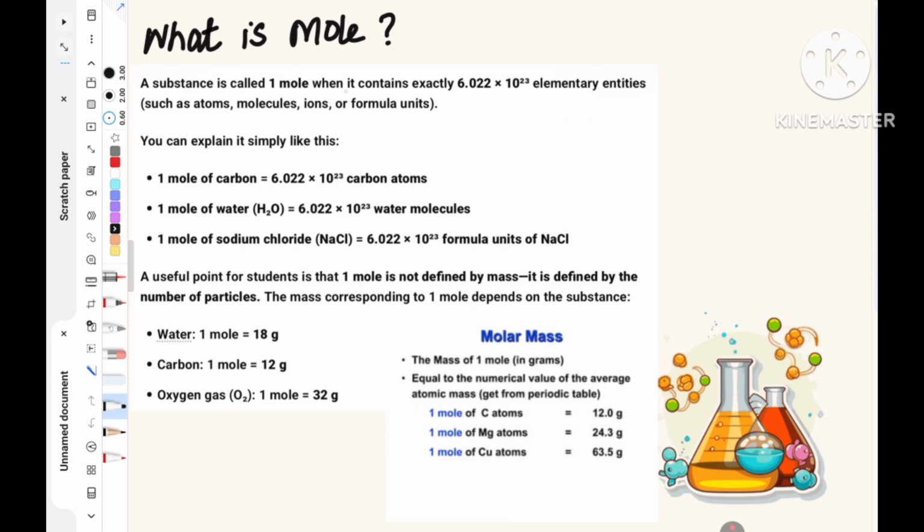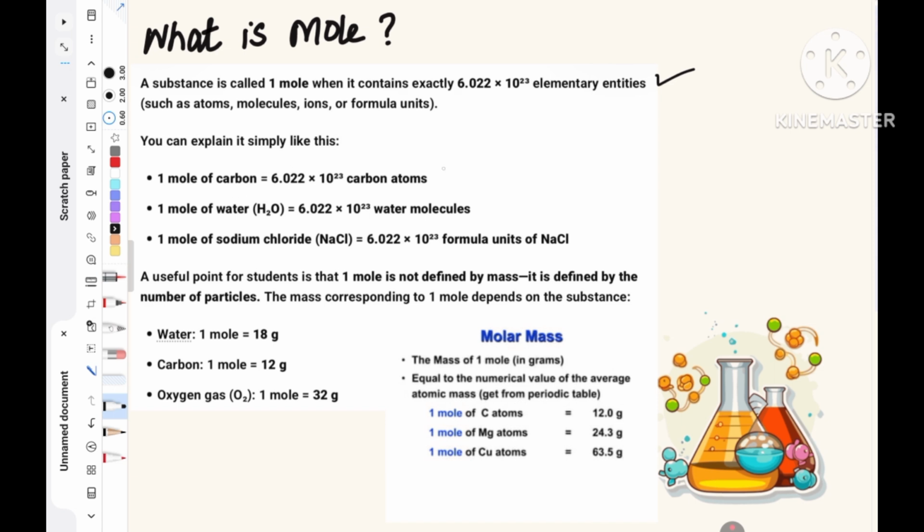What is a mole? A mole is defined as follows: a substance is called 1 mole when it contains exactly 6.022 × 10^23 elementary particles, such as atoms, molecules, ions, or formula units. You can explain it simply.